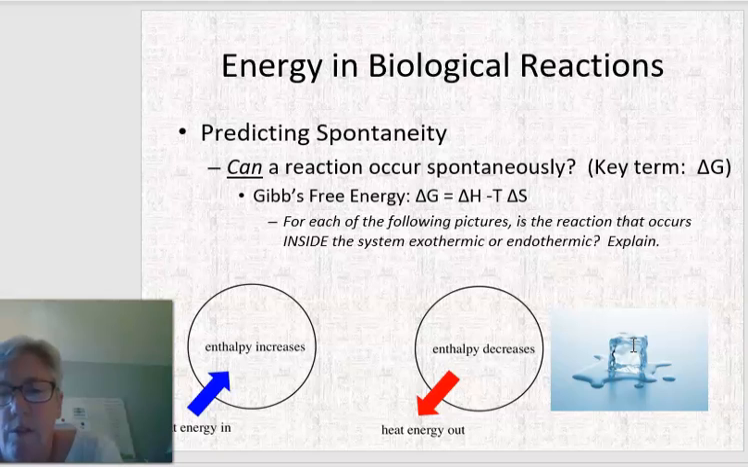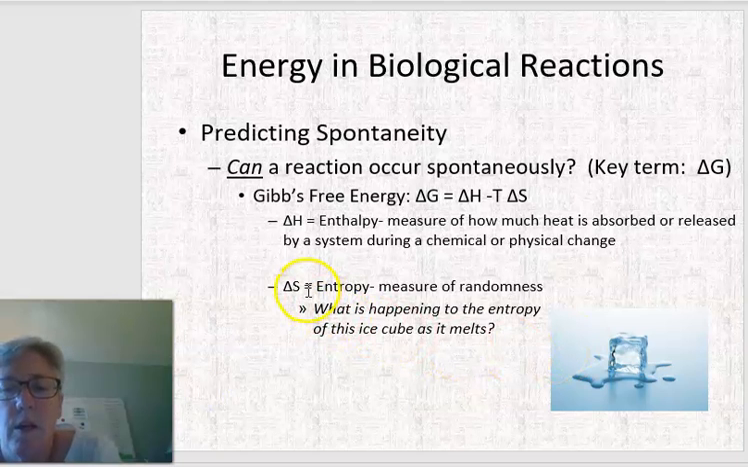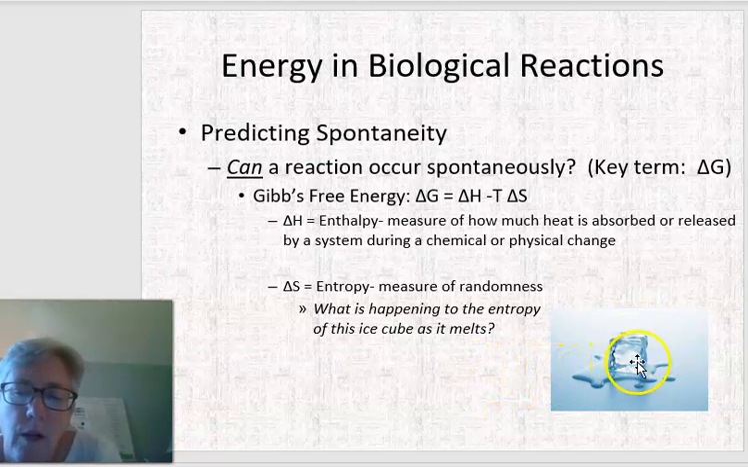I'm going to skip over this, and then let's talk about delta S, because this is just getting to be a little bit long. Delta S is a measure of how much randomness is happening. If this ice cube is melting, what's happening to the entropy of the ice cube as it melts? Well, a solid is more ordered than a liquid. A solid has a definite shape, so it has less entropy than the liquid. The liquid has more entropy than the solid. It's more disordered. So the entropy is increasing as this solid ice cube turns into liquid.